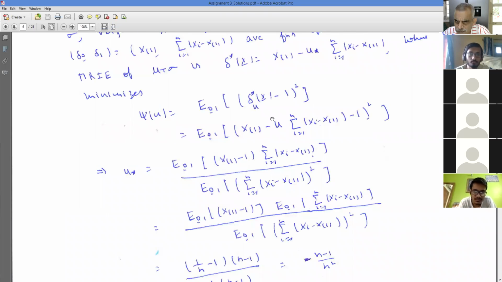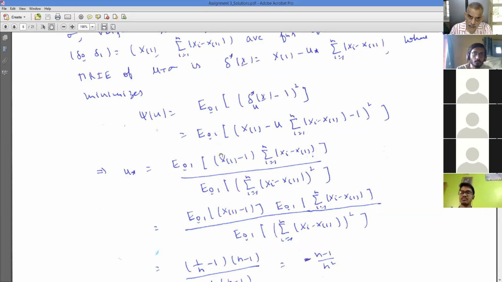This is a quadratic equation in u, right? So you see, its double derivative would be positive. Expected value of summation i = 1 to n of (xi − x1) whole square is positive. So the minimum would be where the derivative is 0. Derivative is 0 when this u goes outside. So u star is expected value of x1 times summation (xi − x1), divided by this square expectation. Is that okay? Just take the derivative and put it equal to 0.